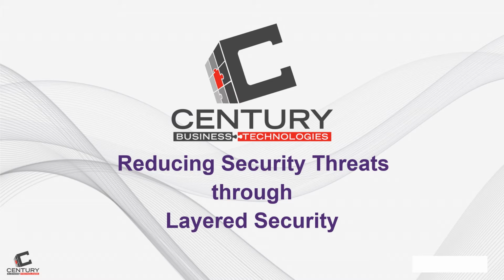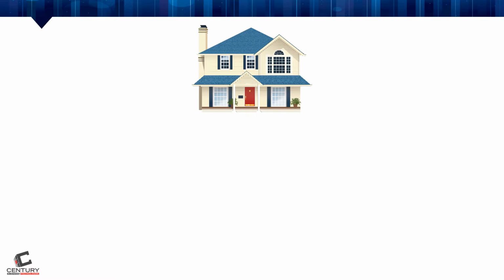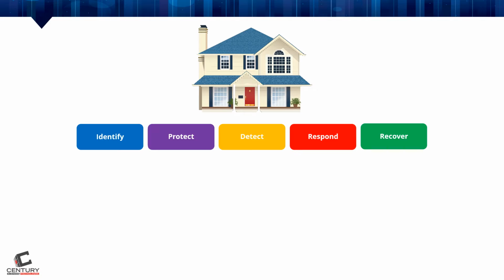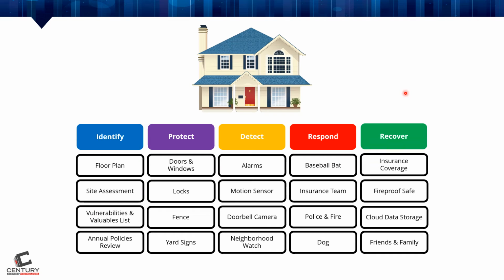This presentation is about reducing security threats through layered security. So let's use our home as an example. If you take a look at these 5 areas, you've got identify, protect, detect, respond, and recover. And if we look underneath each one of those, you can see all the different options that we have in order to protect one of our biggest investments, our home.